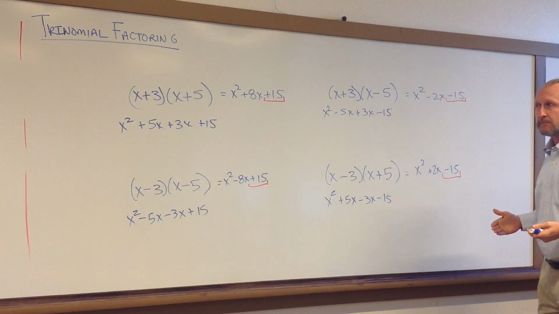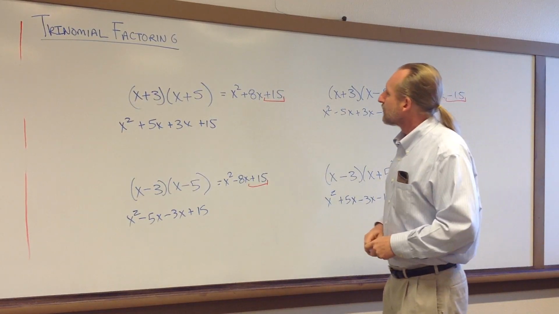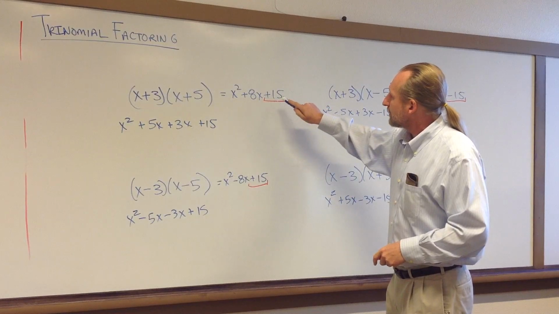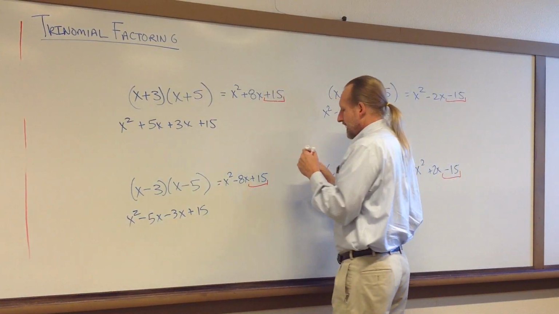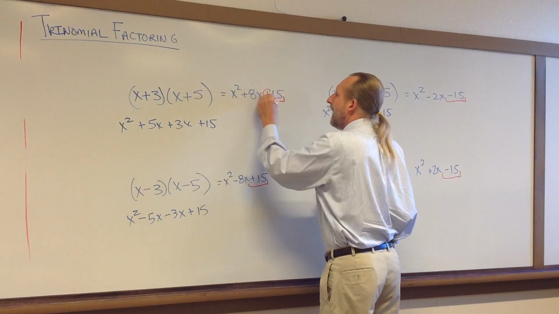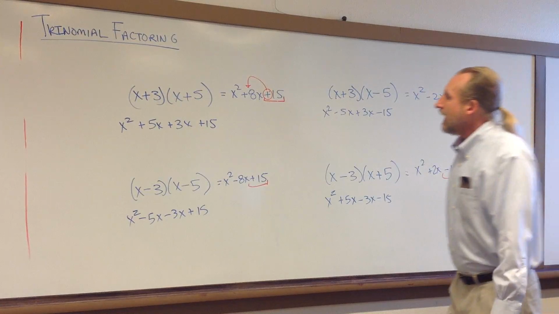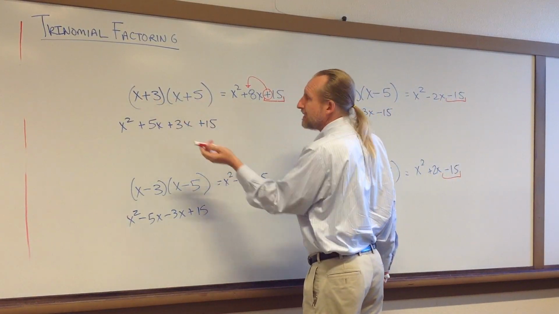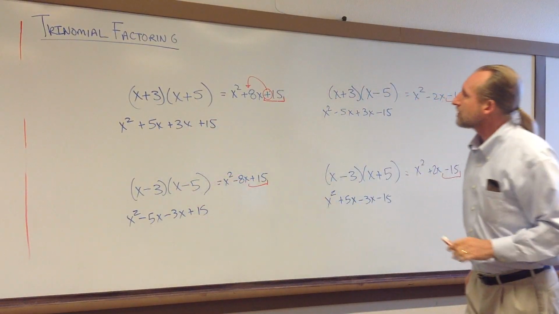Over here, positive 3 and negative 5, or negative 3 and positive 5, you get a negative 15. Okay? And the key there is that if you're looking to factor this, this says that you're looking for two numbers that multiply to give you 15 and then will add up to give you 8. Okay? And whether it's a positive 8 or negative 8 is going to be determined by whether this is plus plus or minus minus. Okay?